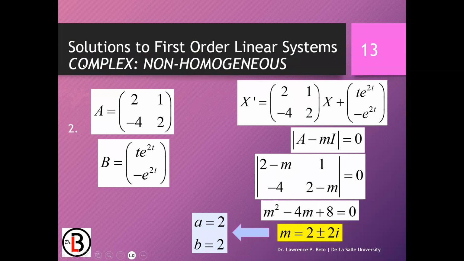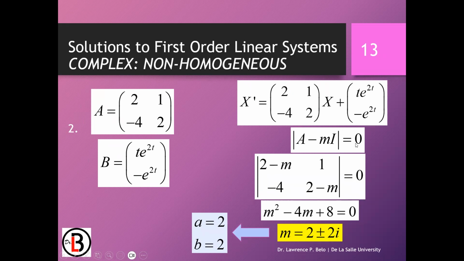But then the roots are complex. So the matrix for A is given. The matrix for B, the elements are given as well. So let's convert that into the form x prime equals ax plus b. So it's this. So again, we do the similar approach.